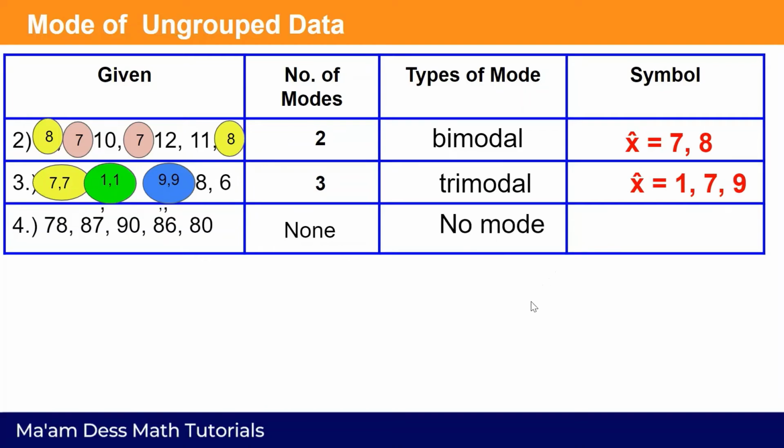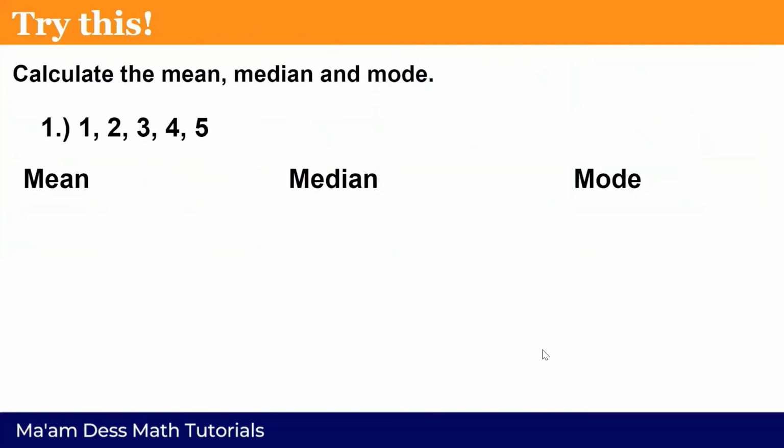I hope you understand the mean, median, and mode of the ungrouped data. So let us have the exercises. Calculate the mean, median, and mode. For number 1: 1, 2, 3, 4, 5. Let us compute the mean of 1, 2, 3, 4, 5.